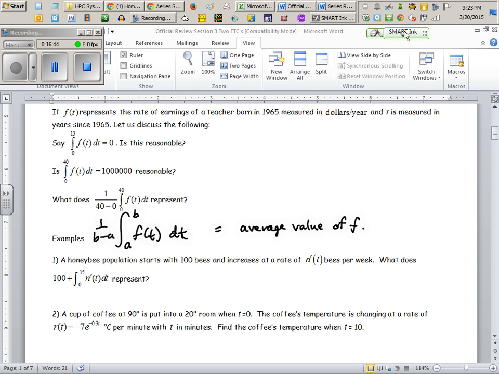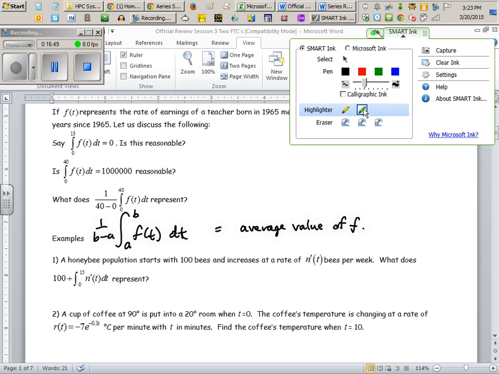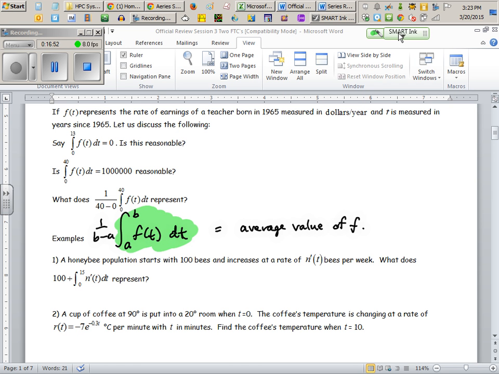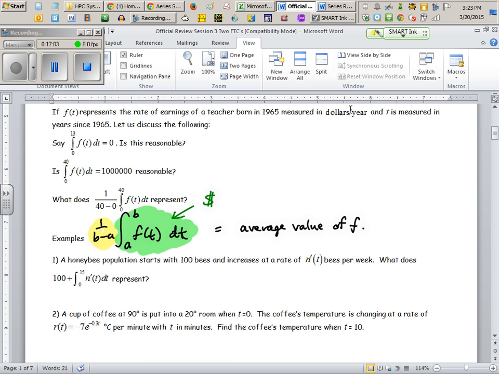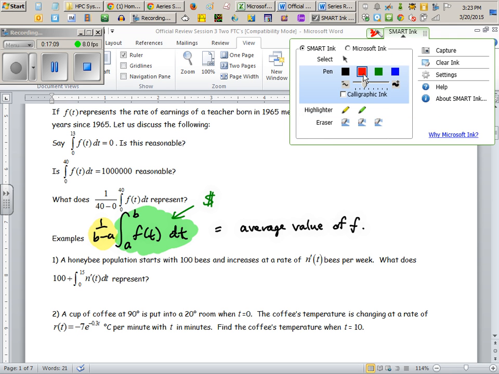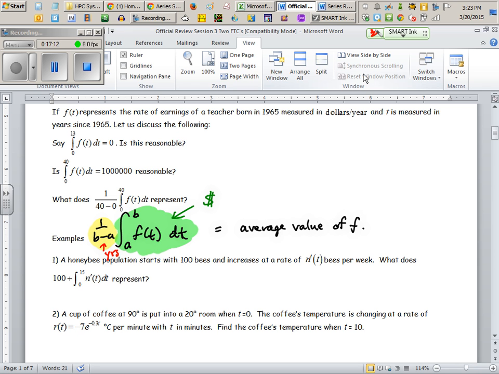Earnings is measured in dollars. Are the units really dollars here? Let's check. We kind of have to do this step by step. We've already decided that this integral spits out dollars, right? So that part is dollars. What are the units on this? Yeah, 1 over years, right? So this is 1 over years. So what are the units overall here, technically? Dollars per year. So we can't say it is average earnings, because that has the wrong units.